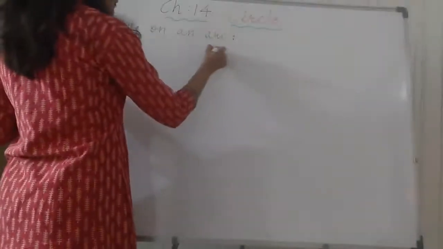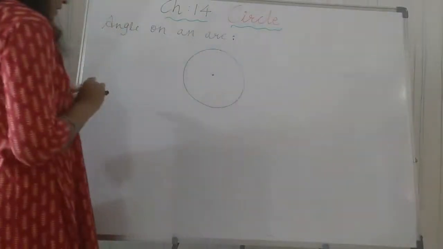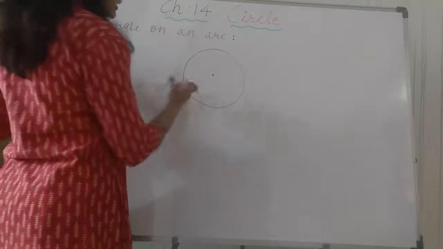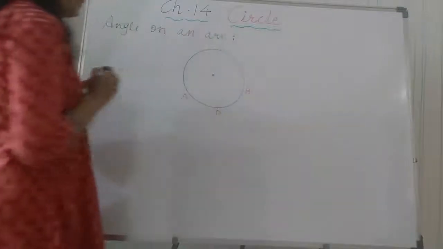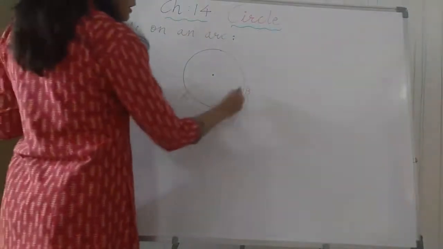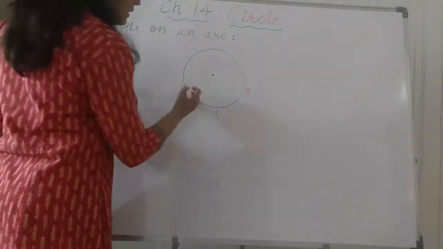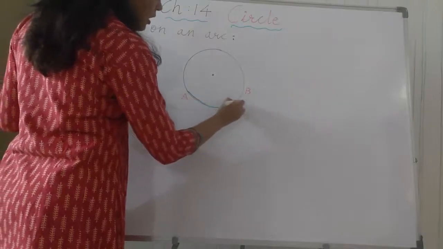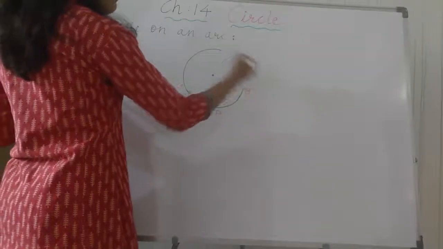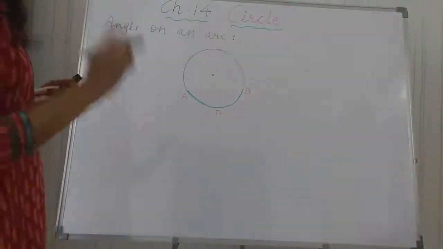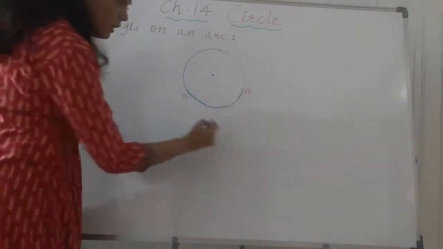See students, I am drawing here a circle. This is the center of the circle. Now here if the points A, P, B are there, so this APB is called an arc here. I am drawing with another color so that you can understand it more. This APB is called a minor arc, and this part is called major arc. So now we are going to learn about angle on an arc. So this is the arc AB, APB actually.